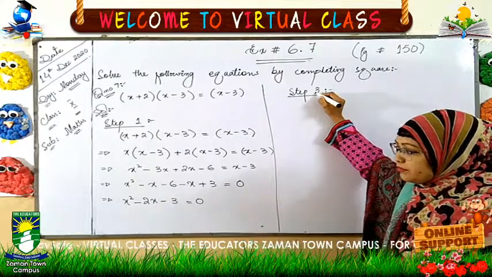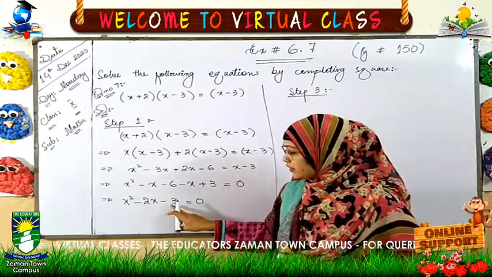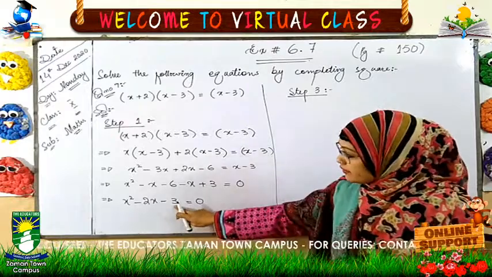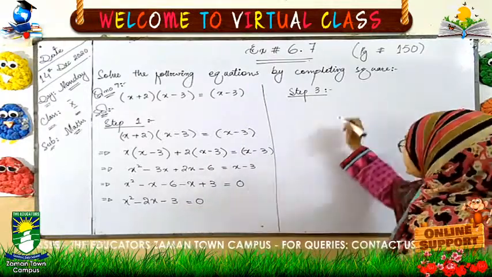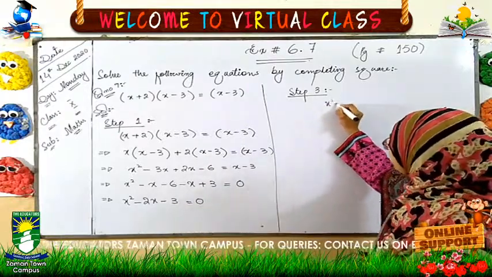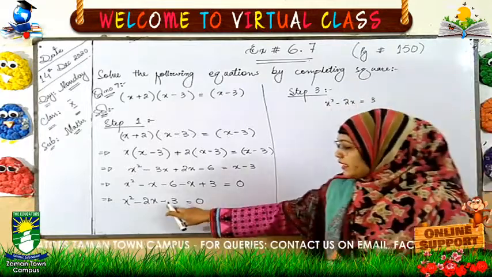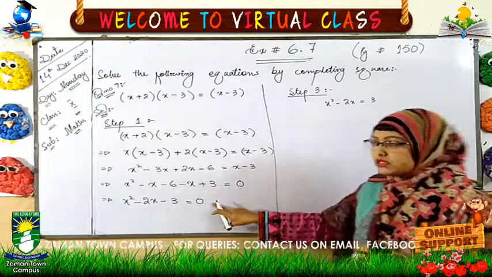What was step 3? That was shifting the constant term to the right hand side. So what is the constant term we are having? Minus 3. We will shift it to the right hand side. x square minus 2x is equals to plus 3. Minus 3 will become plus 3.